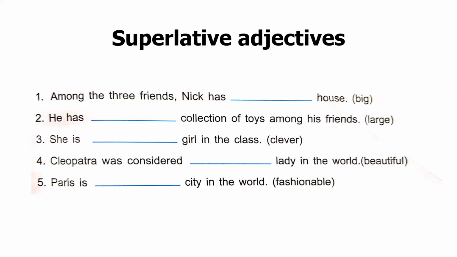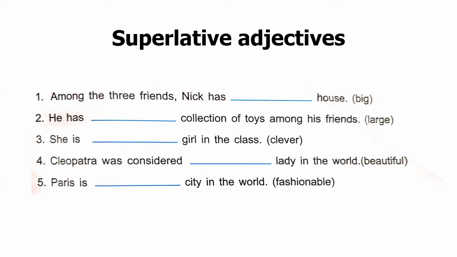Solving exercise number 1. Among the 3 friends, Nick has dash house. In the brackets, we are given an adjective big. So what would be the superlative form of the adjective big? Big, bigger, biggest. So the superlative form of big is biggest. We will put biggest in the blank. Among the 3 friends, Nick has the biggest house. With the superlative adjective, we use the article the: the biggest house.